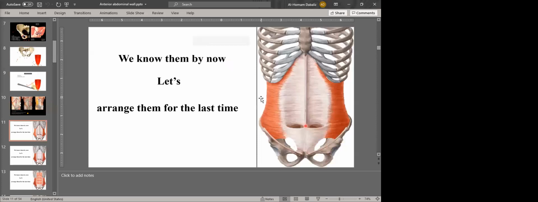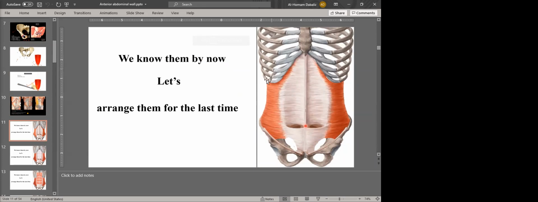Okay, so we have the transverse, the first muscle. So let's start building up the muscles. Our deepest muscle, as you can see here, is the transversus abdominis. As the name says, it's transverse, so all of its fibers are going transversely.